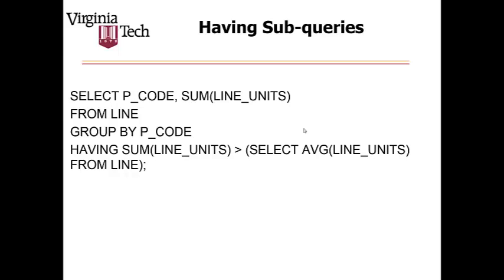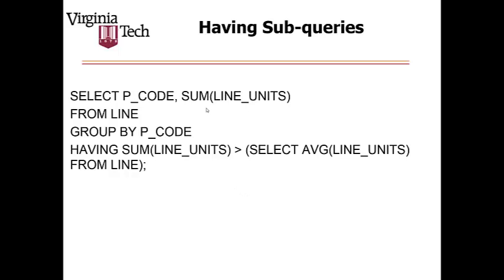Well, so here's a having subquery. So we say select the P code and the sum of the line units, that's the number ordered, from line, grouped by P code, having the sum of line units greater than the subquery: select the average line units from line.